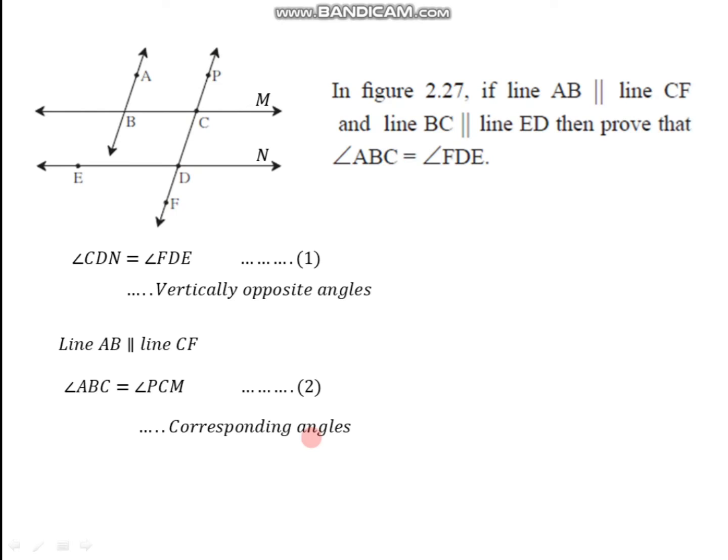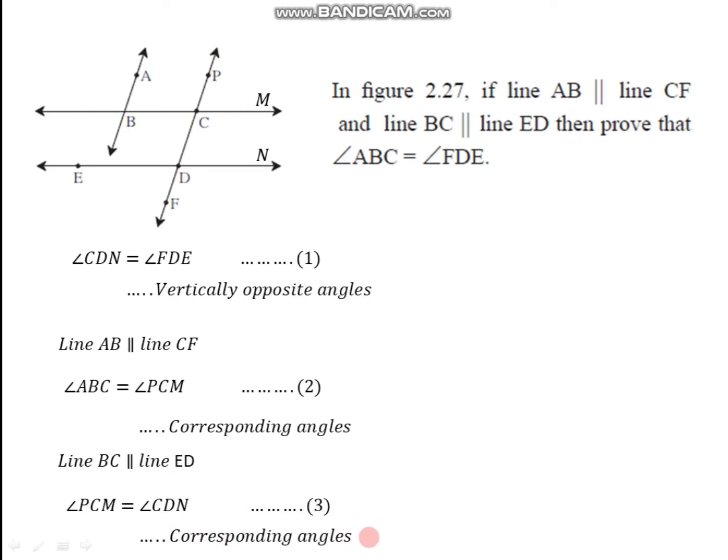In the same way, there is another pair of parallel lines, line BC and line ED. It is also given that line BC is parallel to line ED. Again, if we consider these two parallel lines and CF as their transversal, then we have another pair of corresponding angles, that is angle PCM and angle CDN. These two angles are also corresponding angles, and in the same way, if these two lines are parallel, the corresponding angles so formed must be congruent, that is angle PCM is equal to angle CDN. We'll call this equation number 3. Again, the reason is corresponding angles.